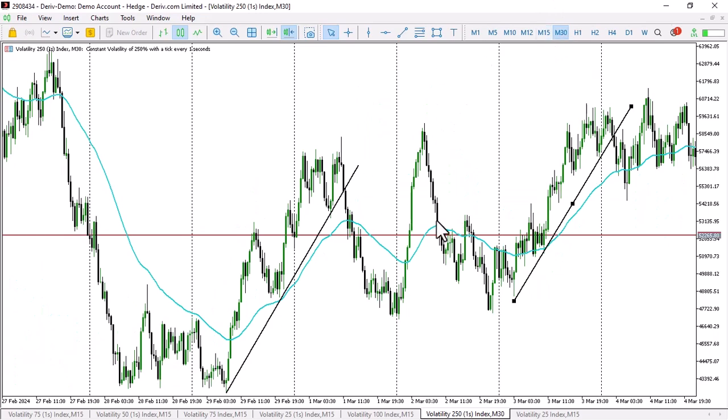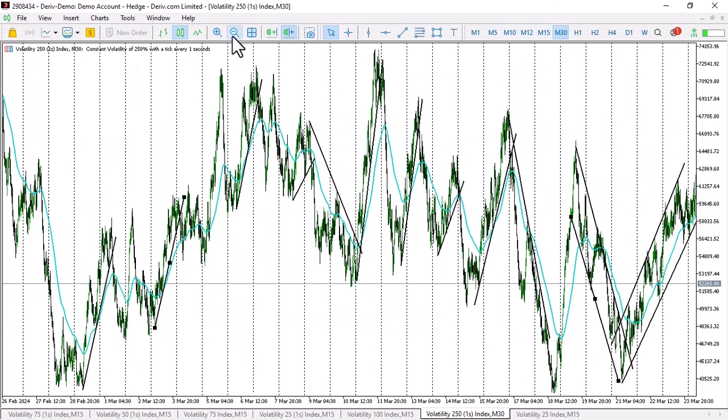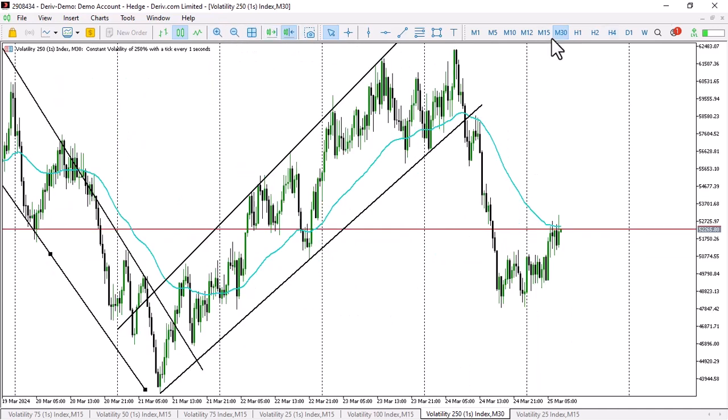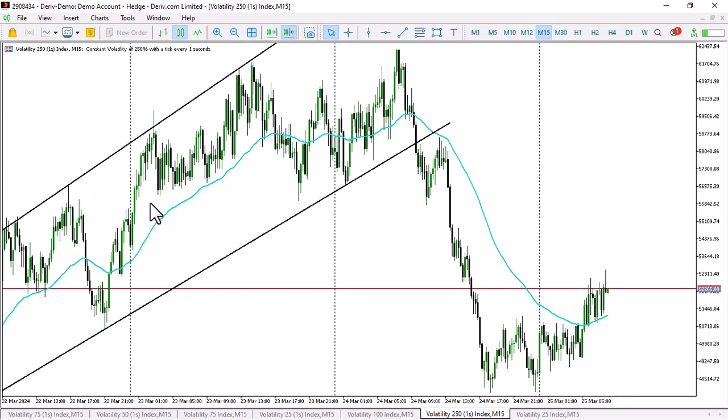So if you go on the M30, you see that we have a lot of channels on the 25 1s, and I'm going to be using the M15 to show you how you can take advantage of this and make profit trading 25 1s on Deriv indices. So guys, bear with me as I break it down on the M15.